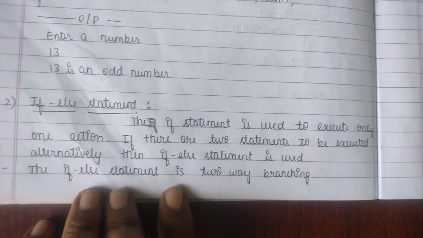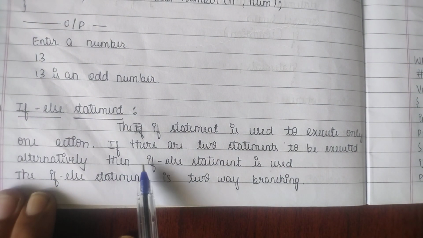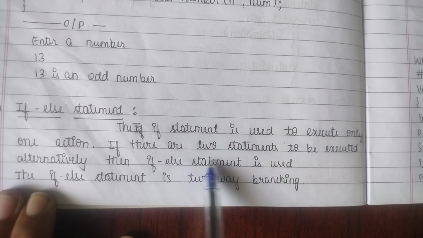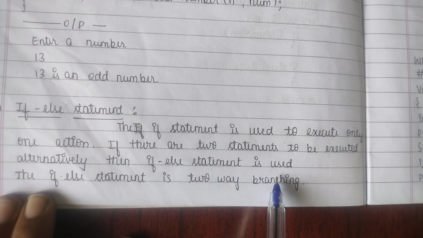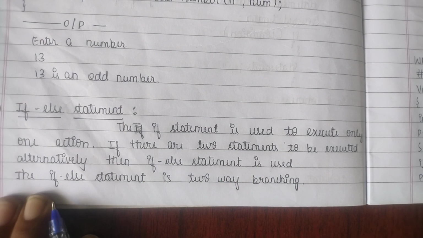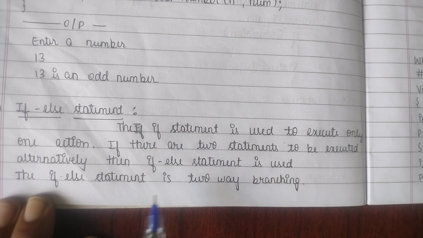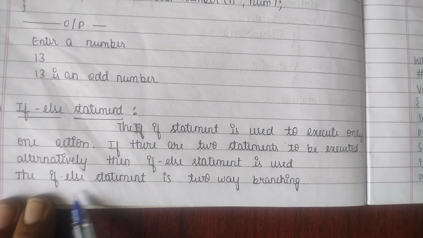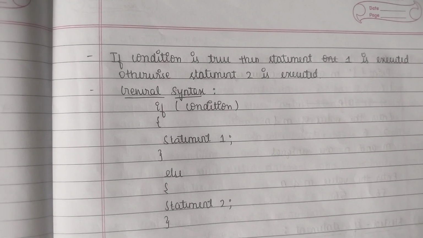The if statement is used to execute only one action. If there are two or more statements to be executed alternatively, then the if else statement is used. If we are checking only one condition and executing only one statement, then we go through the if. If we are executing more than one statement alternatively, then we can go through the if else. The if else statement is a two-way branching.